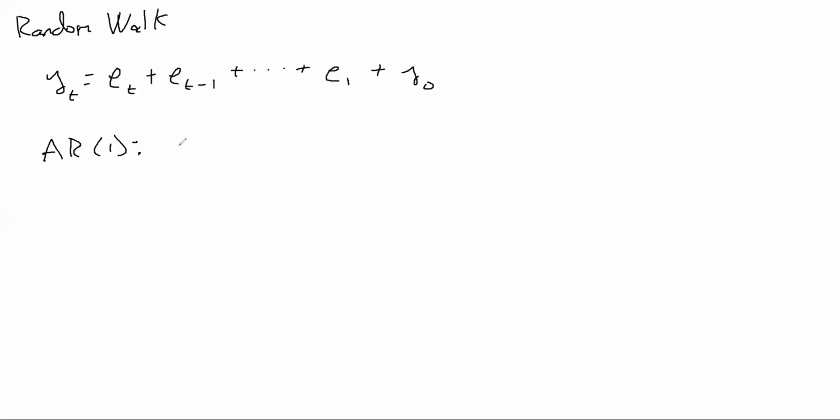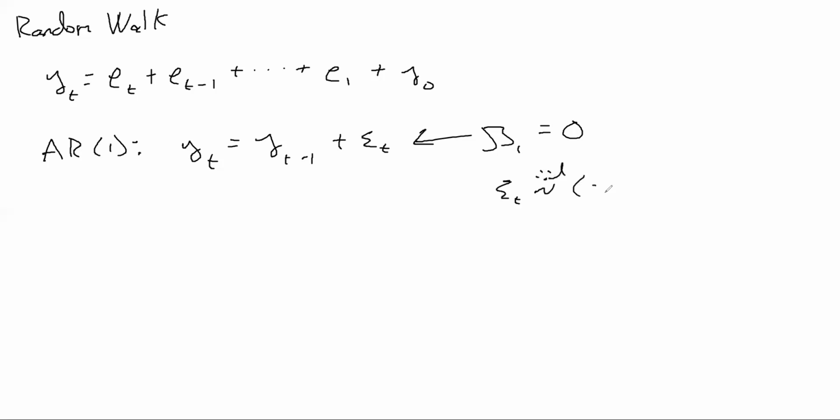A special case for a random walk is an AR, an autoregressive first order process. This is a very specific form for the AR model. Y_t is equal to Y of the day before plus the error term. In this specific case, our beta 1 is equal to 1. As you know, this is not a stable process. We talked about this earlier in the videos. This is not a stable autoregressive process. And again, remember that our error is IID, mean 0, some variance.